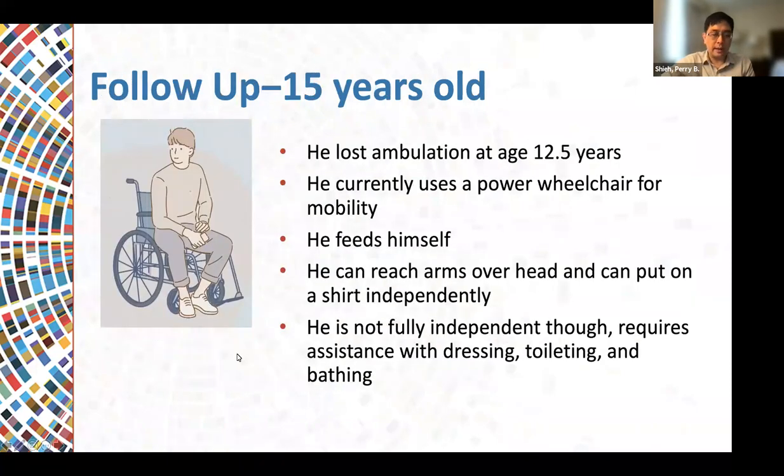So fast forward to 15 years of age, he's lost ambulation by this time. He lost ambulation at 12 and a half years of age. He uses a power wheelchair for mobility. He can feed himself. So he's able to raise his hands up to his face to be able to get food to his mouth. And he can reach over his head and can put on a shirt independently, but he's not fully independent. He requires assistance with dressing and toileting and bathing.